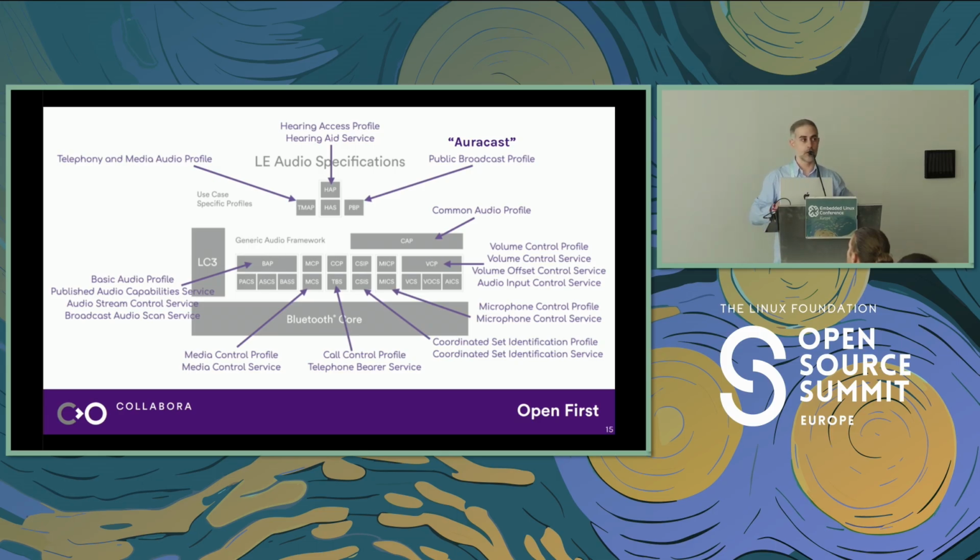So in Bluetooth LE Audio, we have this interesting new feature where we can broadcast audio to multiple receivers and also receive broadcast audio if we're on the other end. And that's a feature that is marketed as Auracast by the Bluetooth SIG. And it enables a couple of new interesting use cases that we didn't have before.